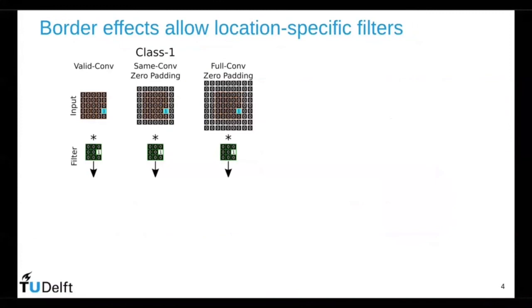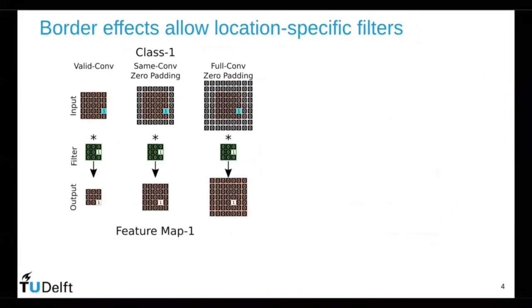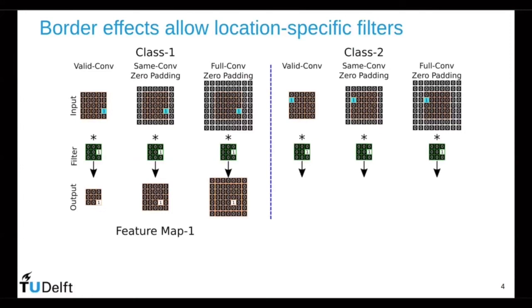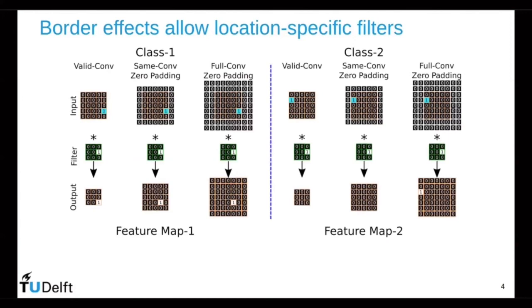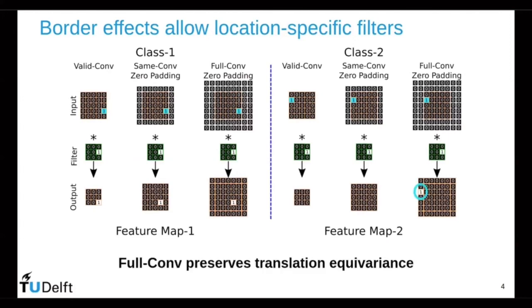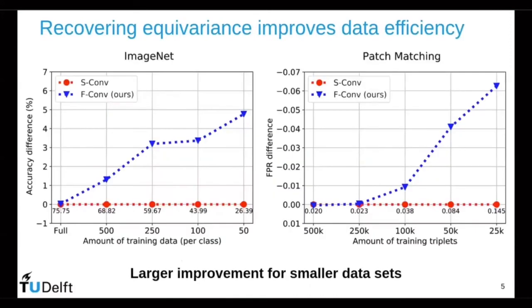How can convolution encode location? We have the same input and 3 different types of convolution here. After convolution, we obtain these feature maps. When we change the pixel location and apply the same filter, then for valid and same convolution, information is lost. However, full convolution preserves translation equivariance. Recovering equivariance improves data efficiency. The X-axis shows the amount of training data, and full convolution shows larger improvement for smaller datasets.